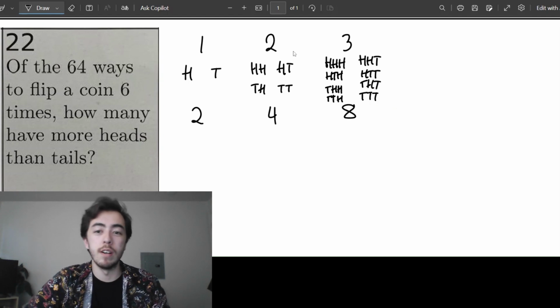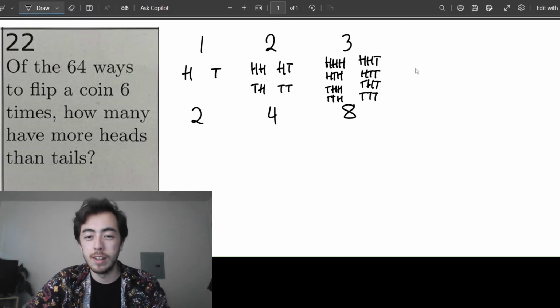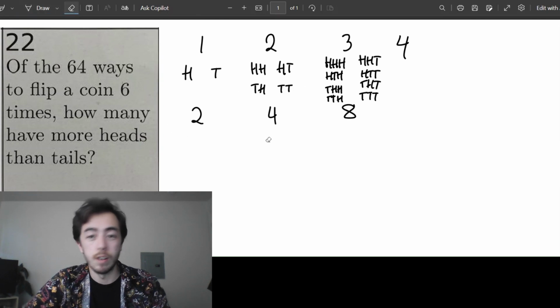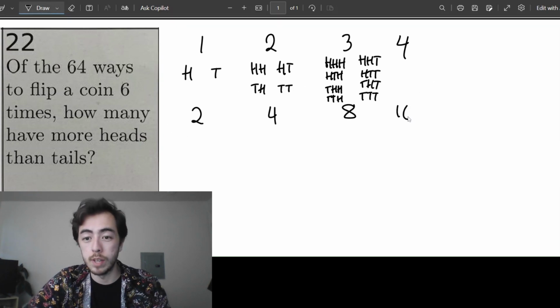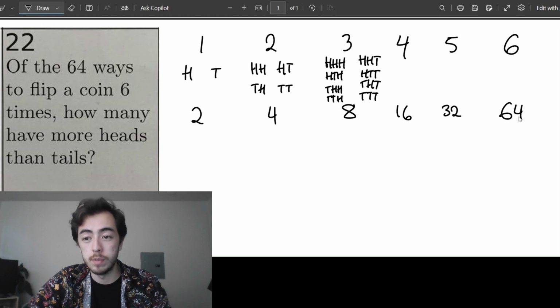And this method of essentially just copying what you had before and then doubling it will hold true for this entire sequence. So we could just take this bottom number and double it all the way up. So with 4 coins, we have 16 outcomes, 5 coins, 32. And then finally with 6 coins, we do have 64 outcomes.